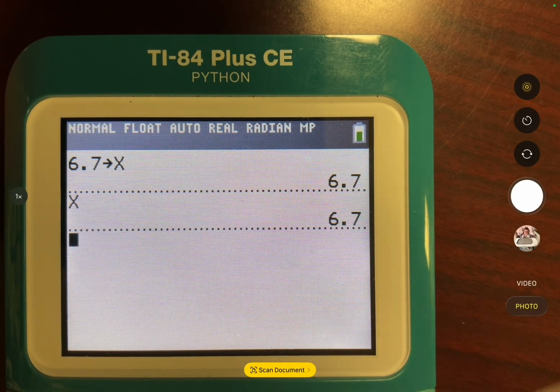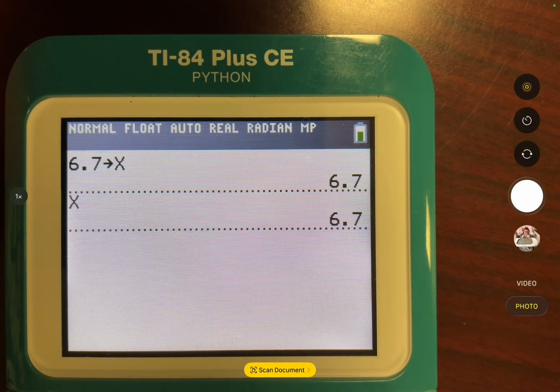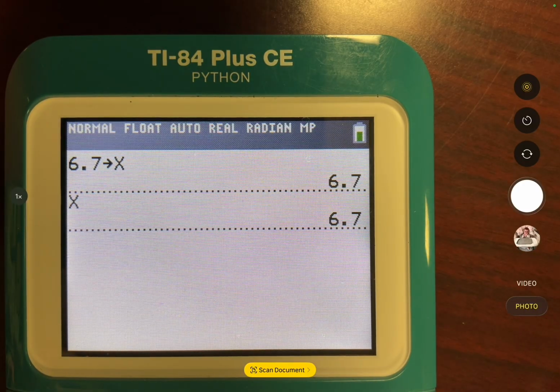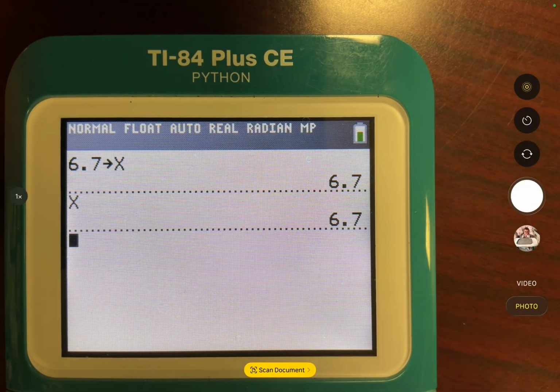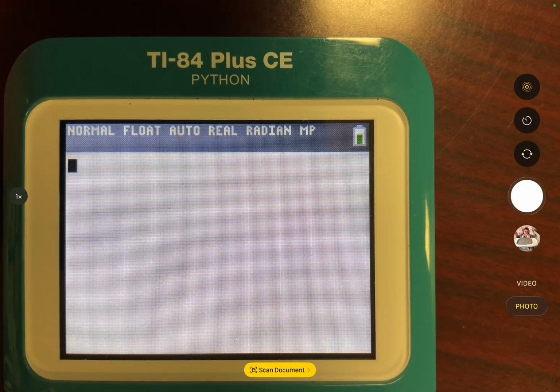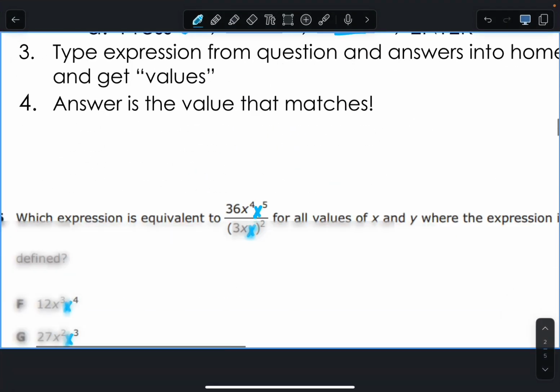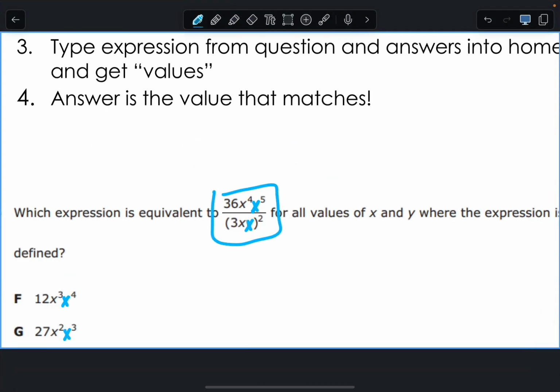Okay? Now, I originally wrote the number 1 there, the only reason we got away from using the number 1 is because it wouldn't work with every answer. Okay? So now what I'm going to do is I'm going to type the expression that is written in number 26. I'm going to type this in using only X's, no Y's. Okay?